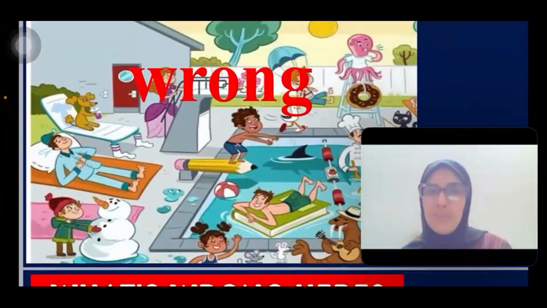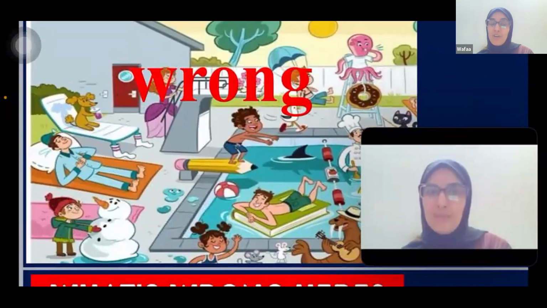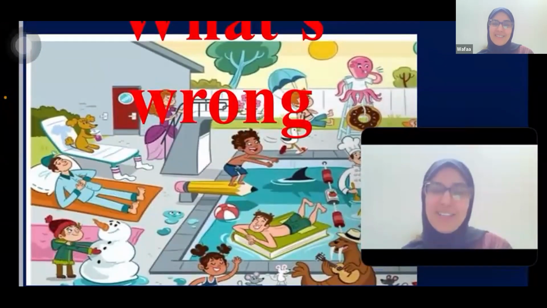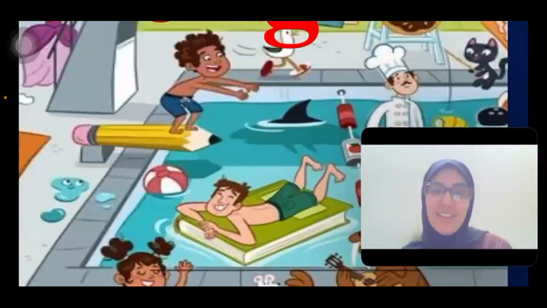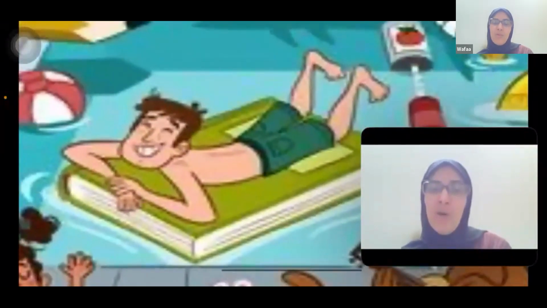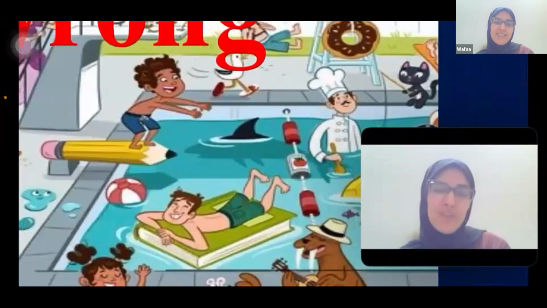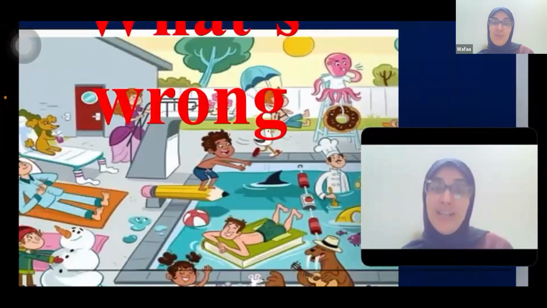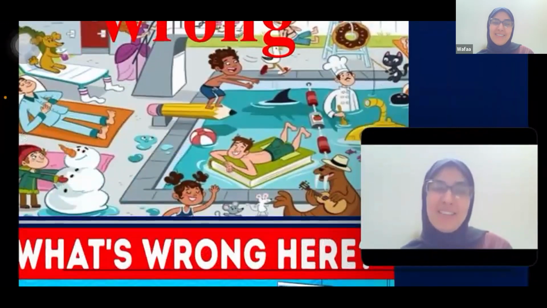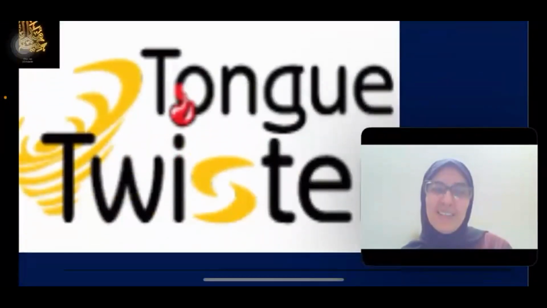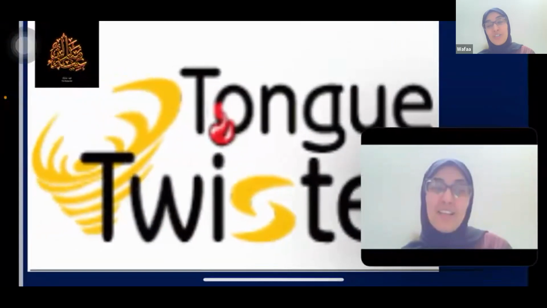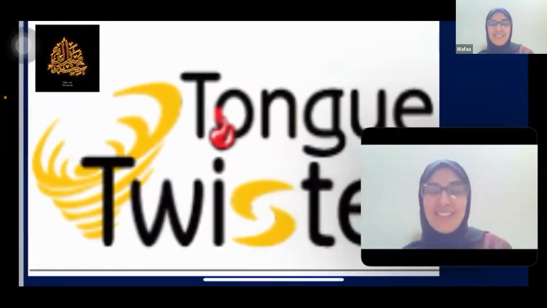Here, this is what I told you about. What's wrong? Yeah, very nice. You can see this one pencil here and a lot of things. And here, a shark in the pool. Someone is swimming on the book. Someone is cooking in the swimming pool. A lot of things. This one also, what's wrong? Then this is a tongue twister. Amazing.